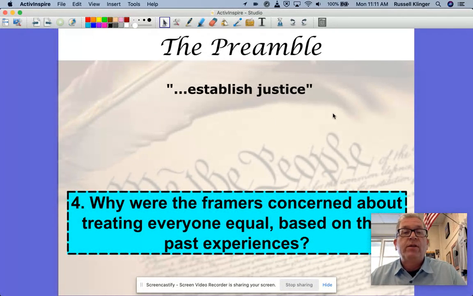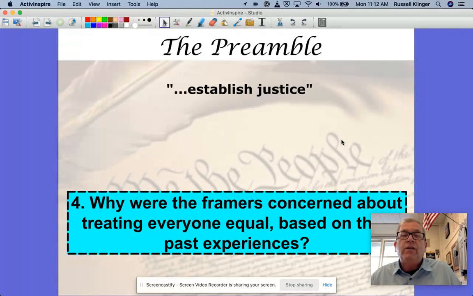Establish justice. One of the questions I have here is, why were the framers concerned about treating everyone equal based on past experiences? And when we say equal, remember, in the mind of a founder in 1787, it wasn't that all people are equal. It was that white men were equal. Women had a place in society, and everybody else below them had a place in society, right?